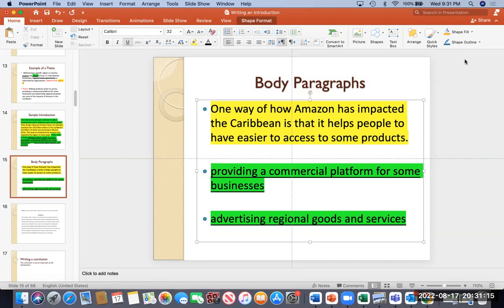How would you phrase your second sentence? Because this now becomes your second. In other words, this is the first sentence of the first body paragraph. How would you phrase it for the second point, which is providing a commercial platform for some businesses? Make it into a full sentence, like number one.